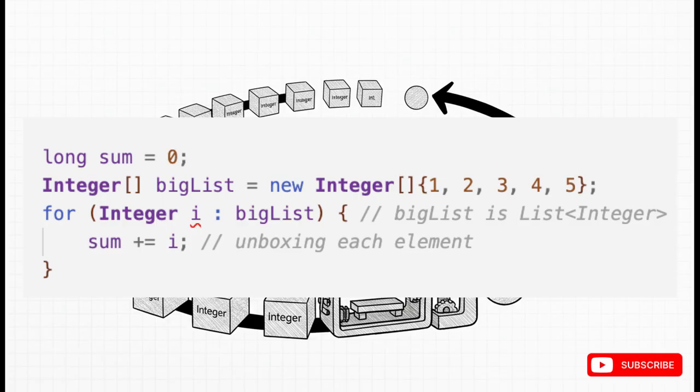Let's say your sum variable is a primitive long. Well, on every single trip through that loop, the Integer i has to be unboxed into a primitive int before it can be added. If your list has 1,000,000 items, well, that's 1,000,000 hidden unboxing operations, creating a ton of extra work and temporary objects for the garbage collector to clean up.